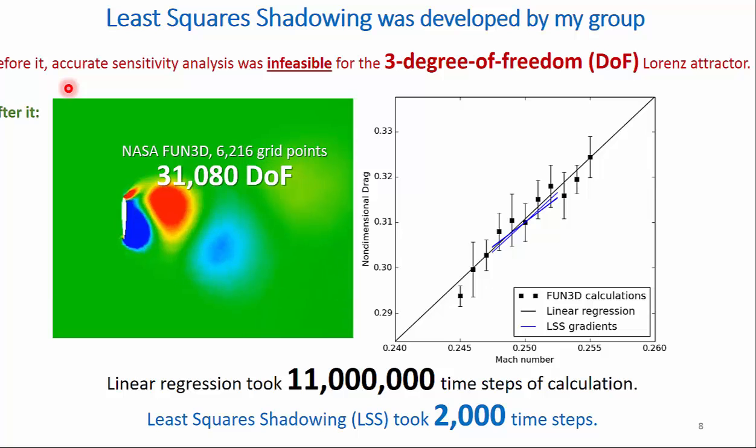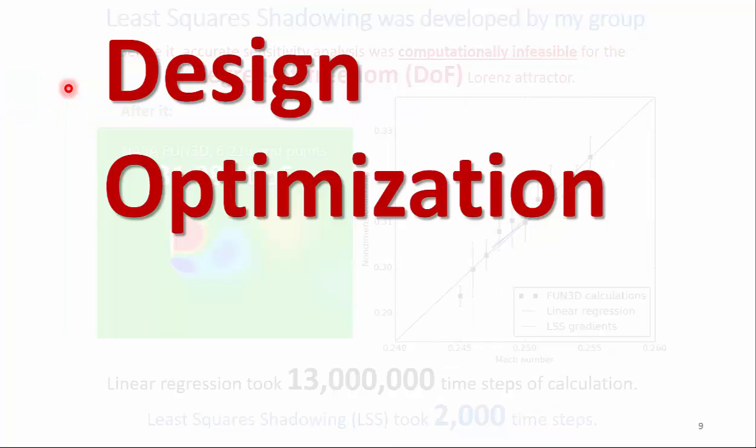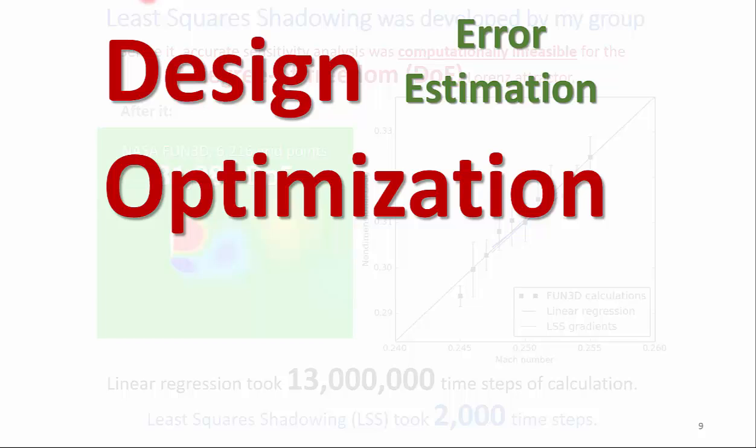So having a sensitivity for a chaotic simulation is enormously useful. There is almost no feasible alternatives. And if we have sensitivity that enables design optimization, that is what I'm mostly excited about. You can do design with these sensitivities. I'm going to show examples later.